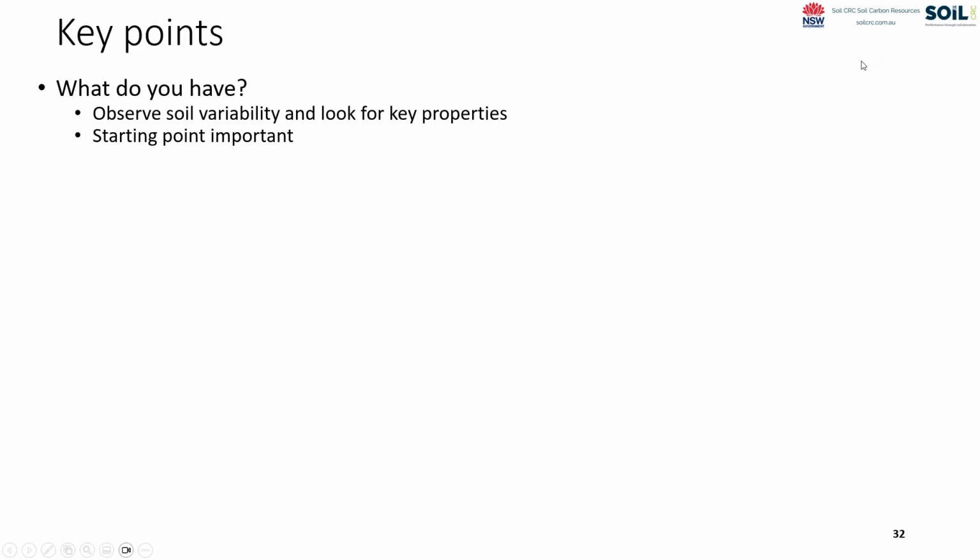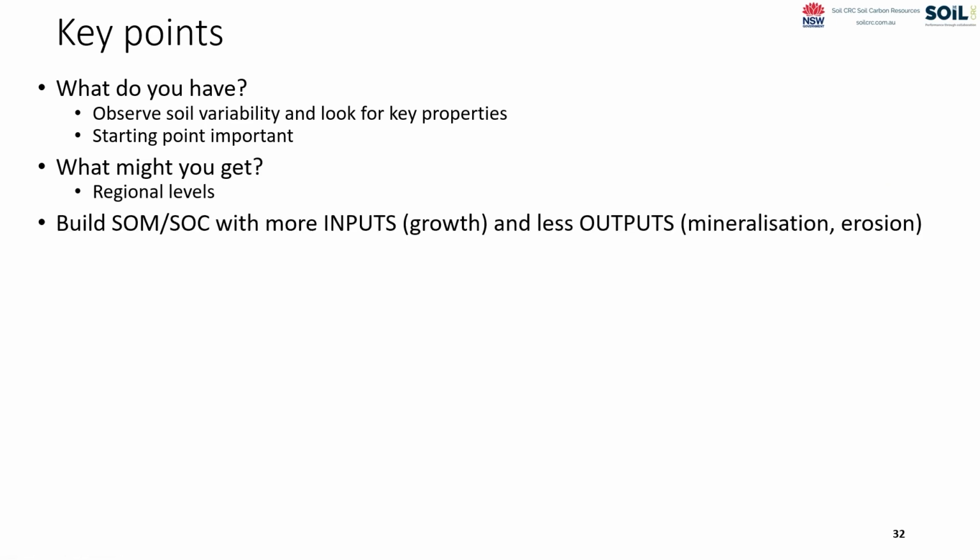So the key points, just to summarise: what do you have to start with? Look at the variability in your paddocks and look for key properties and assess your starting point. What might you be able to get to? What do regional levels suggest? What sort of capacity is there for you to get to? Building organic matter and carbon is about getting more inputs, more growth, and less outputs, less mineralisation, loss.